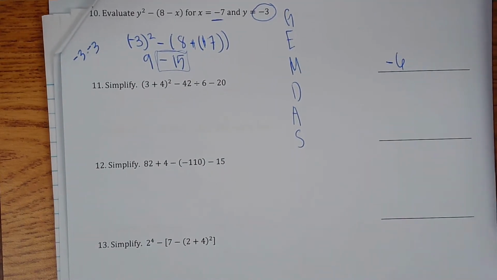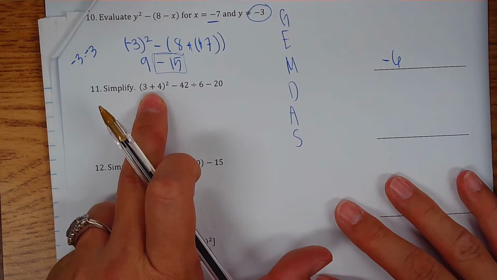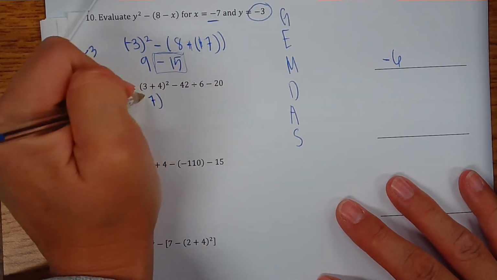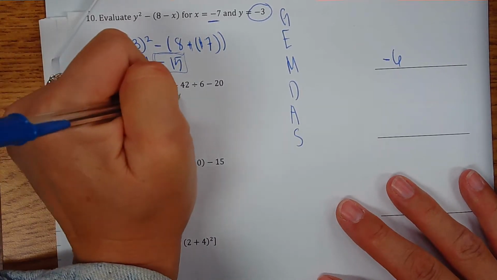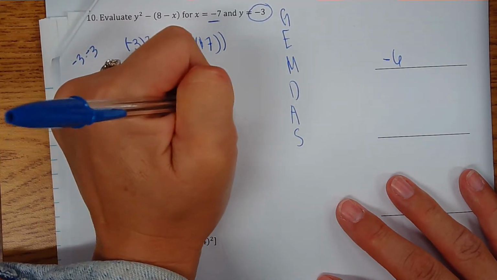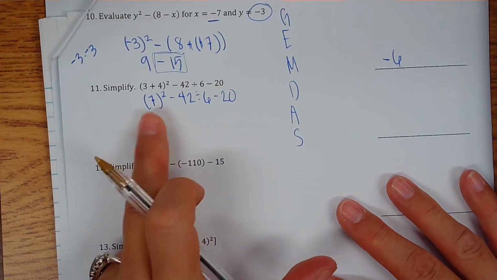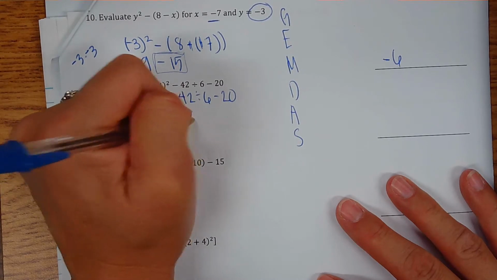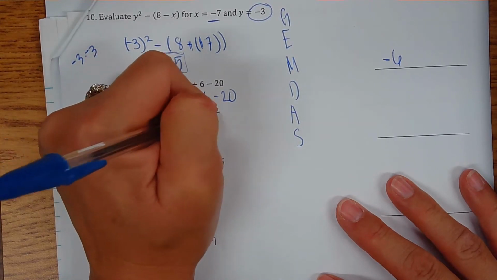Okay, again, I got to go by GEMDAS. So first I'm going to start inside these parentheses. 3 plus 4 is going to give me 7. That's going to be squared, minus 42 divided by 6 minus 20. Next up, I'm going to square this. So I'm going to have 49 minus 42 divided by 6 minus 20.